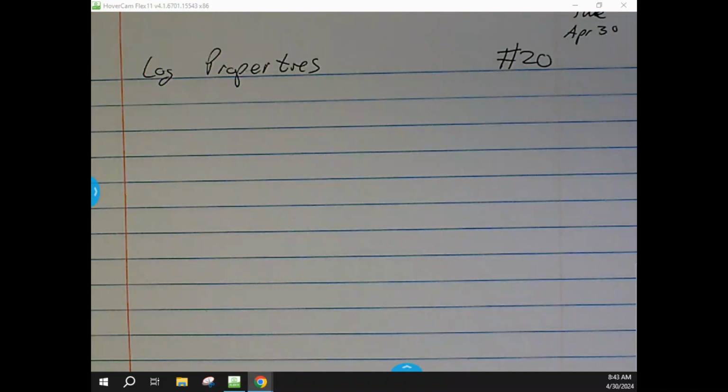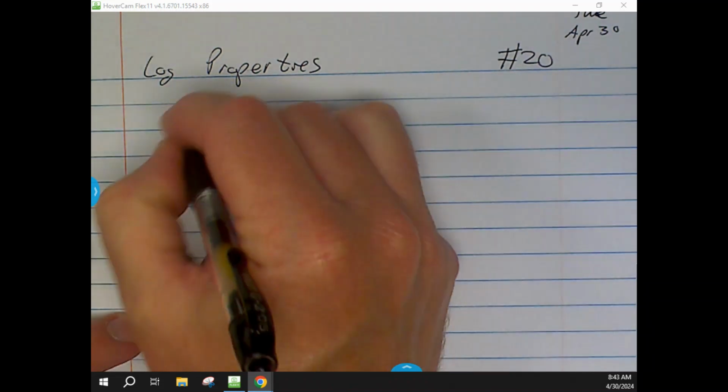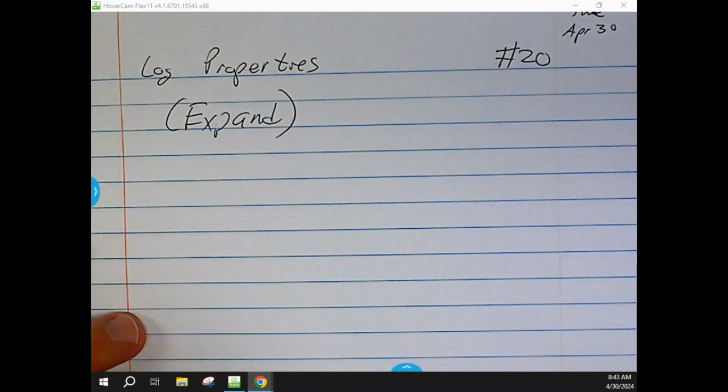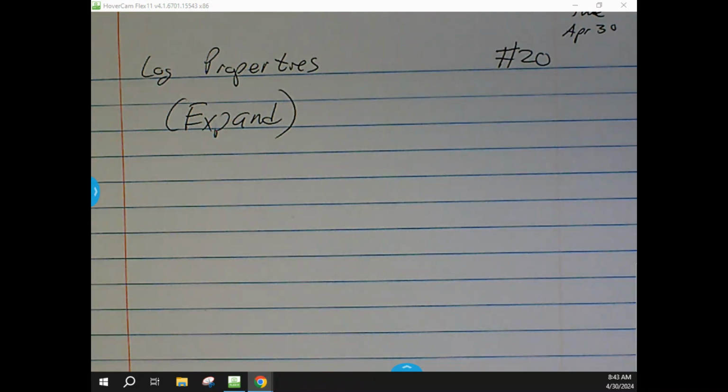Okay, so very first thing before we get into anything on this one, we're going to show you some log properties. We've got a certain set of properties, and we actually get to use them two different ways. One way you're going to expand, one way you're going to condense, and it just depends on how the question is written. So the very first one we'll look at, we're going to expand using the different properties, and then we'll use the same properties to condense it back together.